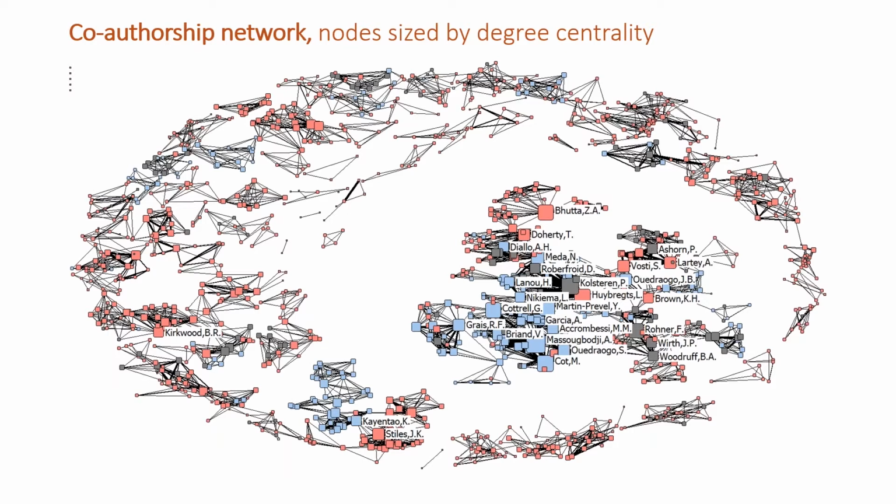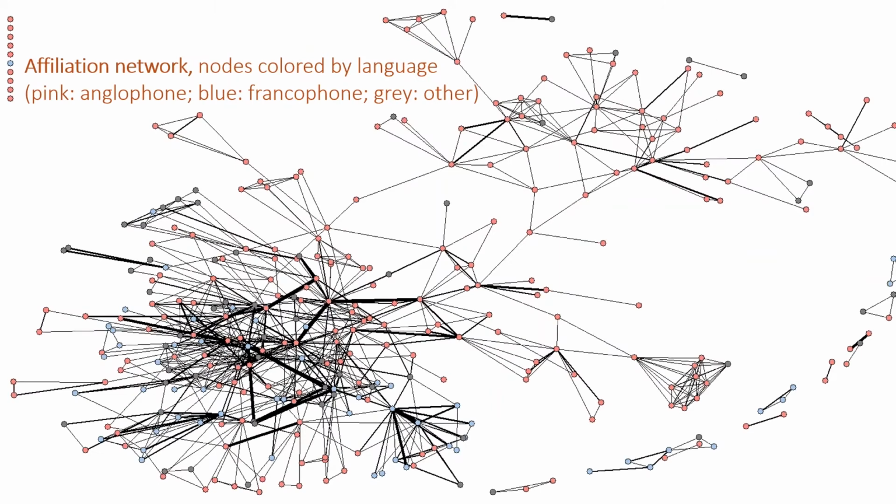So moving on to the affiliation network, once again, we have nodes colored by language according to the same color scale. And the link thickness denotes value, or the number of times that two institutes have collaborated on a paper. So now we've broken the authors down to their affiliation and looked at how these affiliations are connecting with each other.